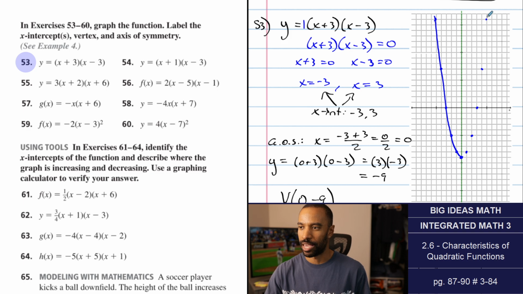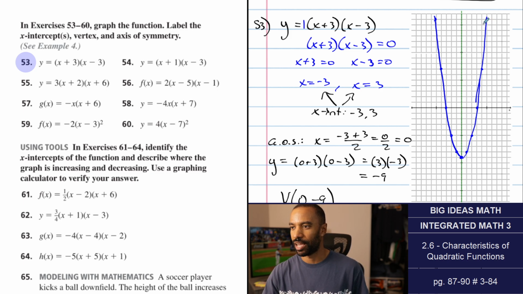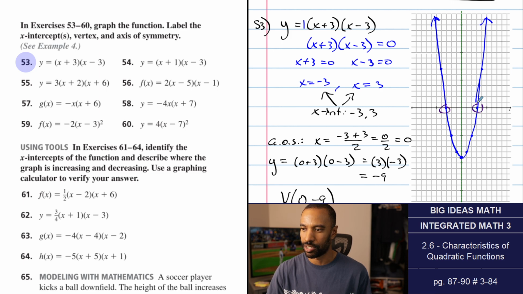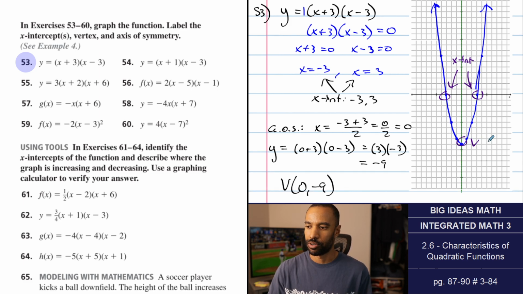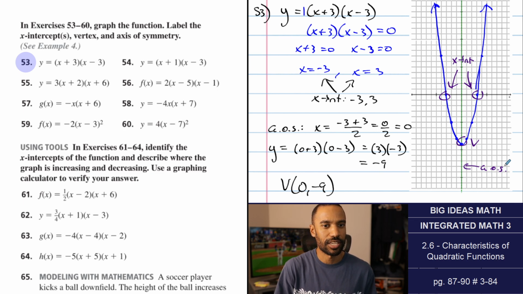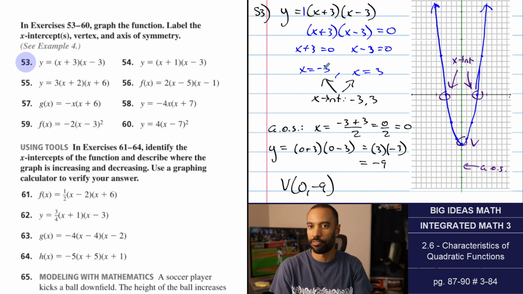That is but one problem. Yes, we've got to do our graphs. Oh, and I've got to do some labeling. Now, when they say label, I did on the side, but I guess we're supposed to do it on the graph itself. I don't know that for sure, but I have been, so I'll stay consistent. So these are our x-intercepts. This is our vertex. And here is our axis of symmetry. Label vertex, x-intercept, axis of symmetry. All right, there's number 53.